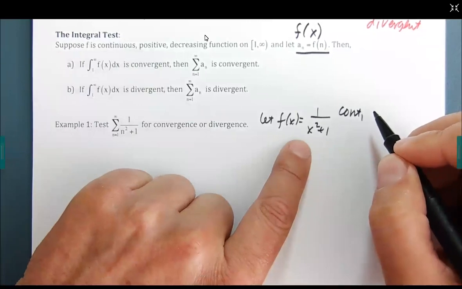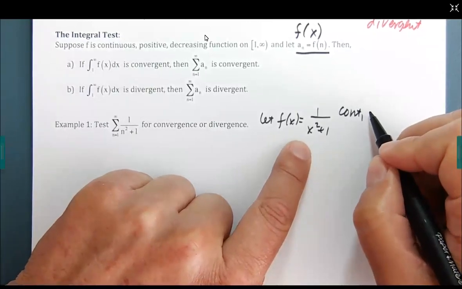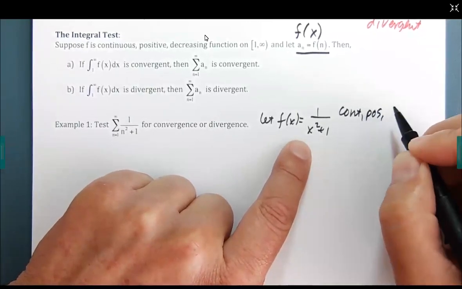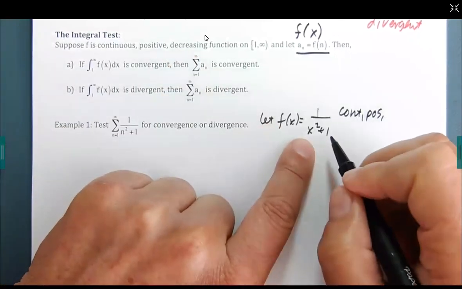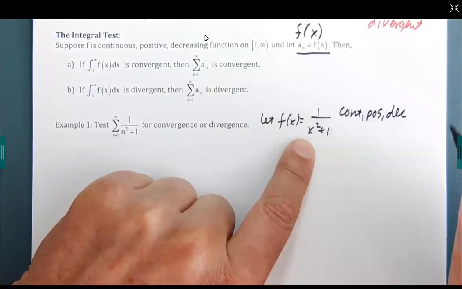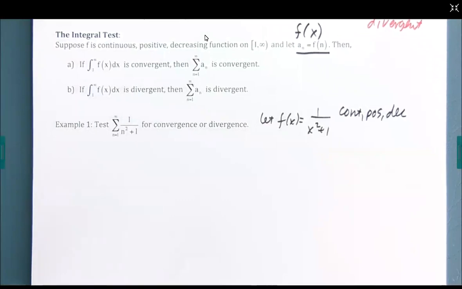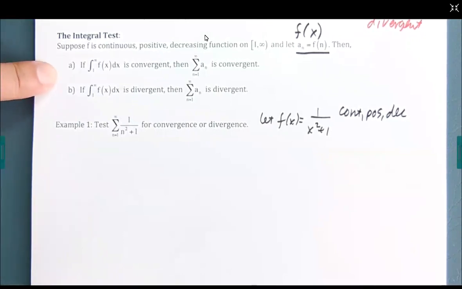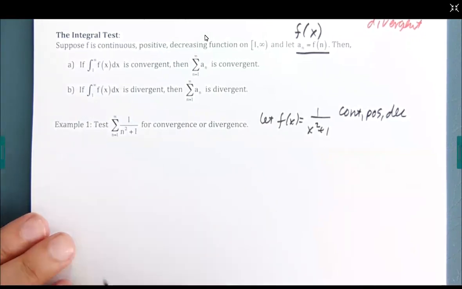It's positive because x is being squared all the time here. And it's decreasing because as the denominator gets large, the whole function gets smaller and smaller and smaller. Now, all that means is I'm allowed to now use the integral test. So let's do the integral test.